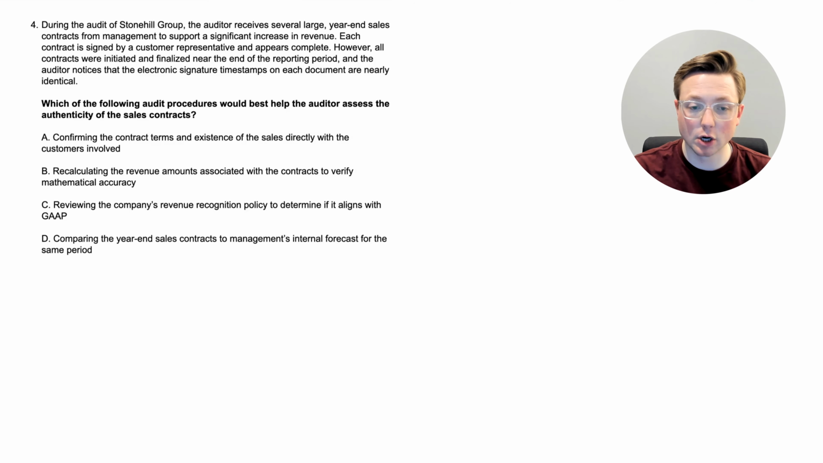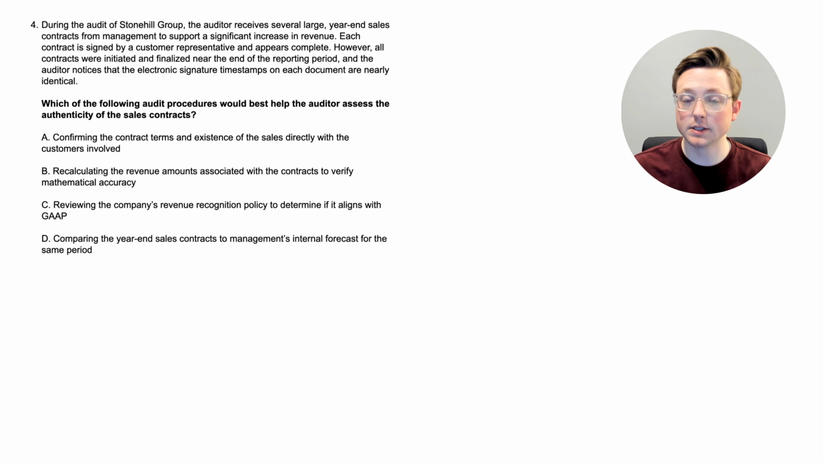Let's go through the options. Option A, confirming the contract terms and existence of the sales directly with the customers involved. Option B, recalculating the revenue amounts associated with the contracts to verify mathematical accuracy. Option C, reviewing the company's revenue recognition policy to determine if it aligns with GAAP. Or option D, comparing the year-end sales contracts to management's internal forecast for the same period.